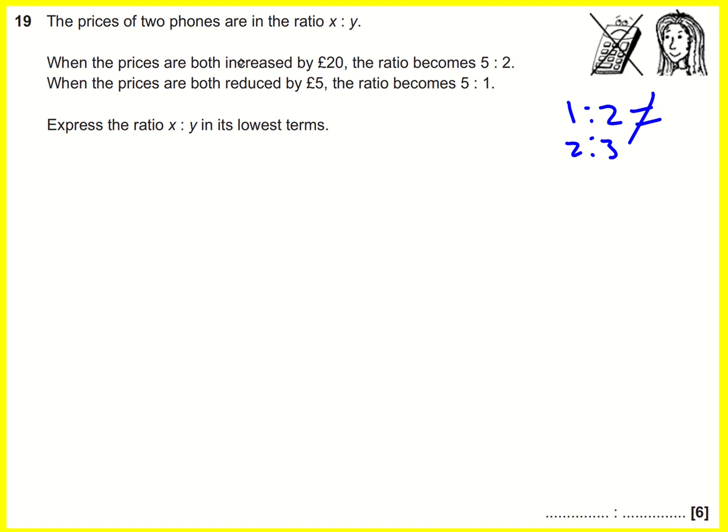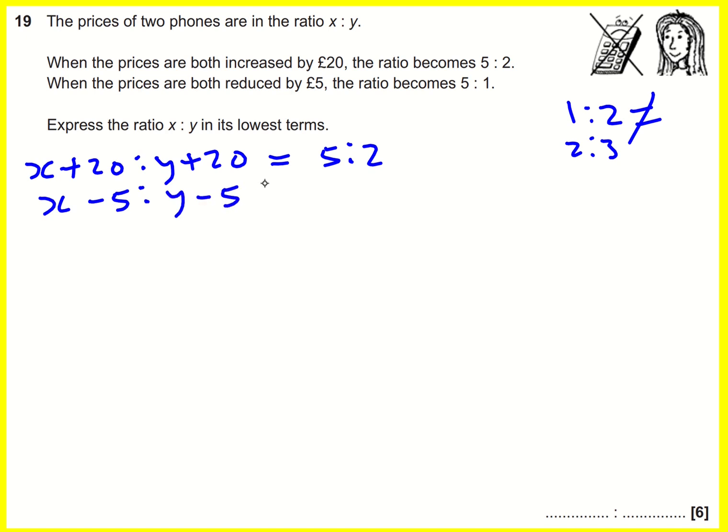But here we are adding something and we're just told how the ratio changes, in fact. So if I have x to y, and let's just roll with it, if I increase both by 20, so it's going to be x plus 20 to y plus 20, then I'm told what the ratio is. It's 5 to 2. Okay, not easy to know how to deal with that, but let's just go with it. If I reduce the price x by 5 to give me x minus 5 and y minus 5, then I'm told that the ratio becomes 5 to 1. So the question is, how can I deal with this now?